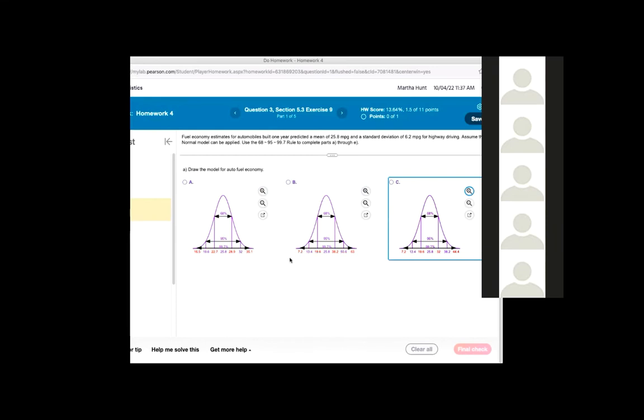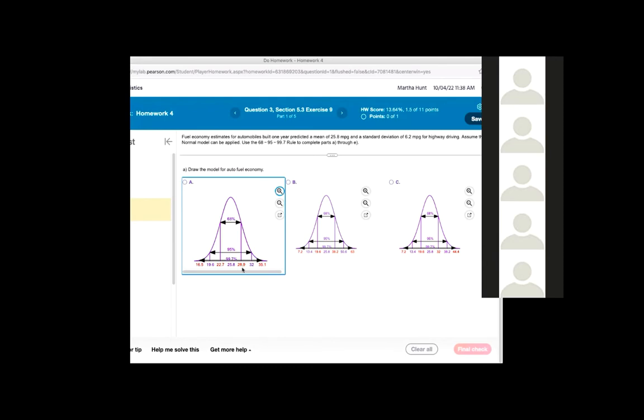They all have a center of 25.8. So that's not going to help us. But if I take 25.8 and add one standard deviation, 6.2, I get the number 32. So I'm going to pick one that has a marker of 32 just to the right of it.